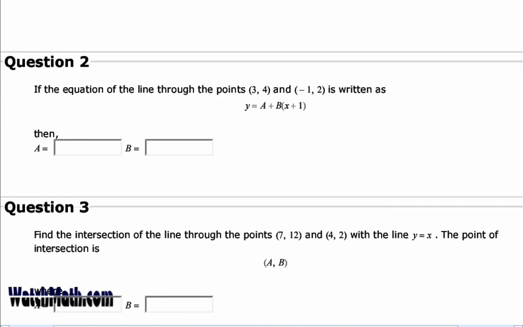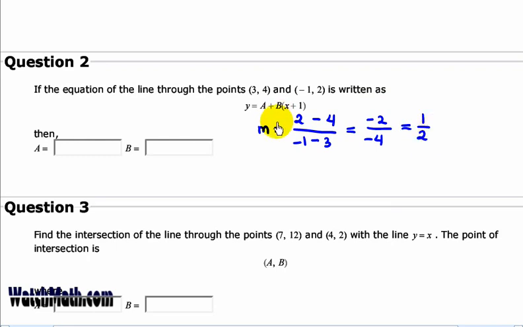Question number 2: we want to find the equation of the line through 2 points, (3, 4) and (-1, 2). First we need to find the slope of the line passing through these 2 points. The slope is given by the change in y, 2 minus 4, over the change in x, -1 minus 3. If we simplify, we have -2 over -4, which is equal to 1/2.